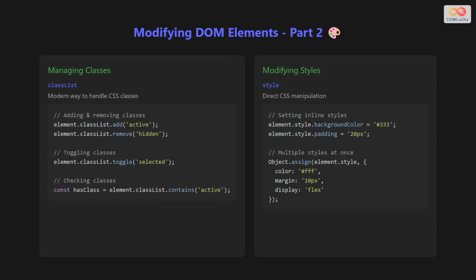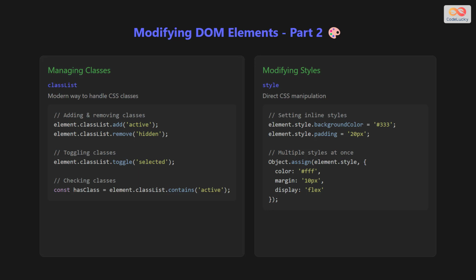In this part, we will continue to explore how to modify DOM elements, focusing on managing CSS classes and styles. The classList property provides a modern and convenient way to handle CSS classes. For example, you can add a class using the add method, remove it using the remove method, and toggle it using the toggle method. The contains method helps to check if a class exists on the element. Here are some examples.